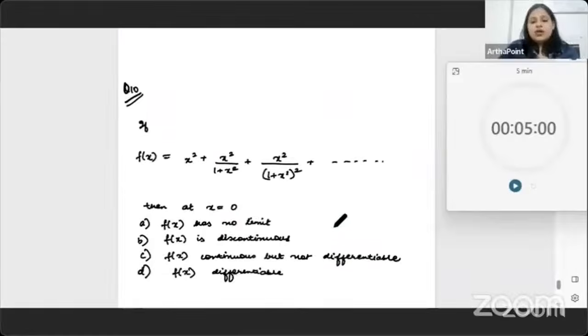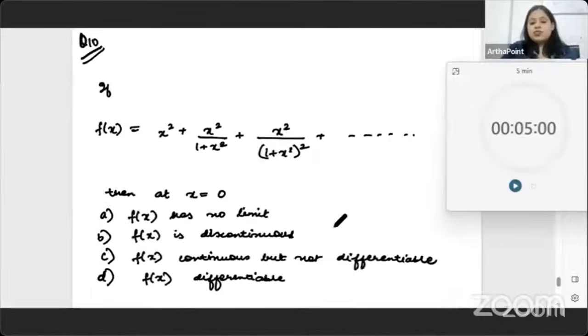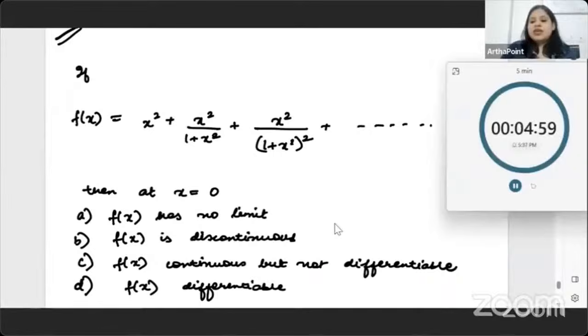So I'm just going to go ahead and start the timer for you. You're given f(x) is this. You're supposed to find out which of the following is true. I'm starting the timer. So your function is x squared plus x squared upon 1 plus x squared plus x squared upon (1 plus x squared) whole squared and so on. Then at x equal to 0, which of the following statements is true? Just find the answer to this question.